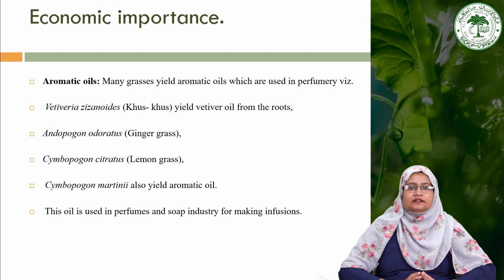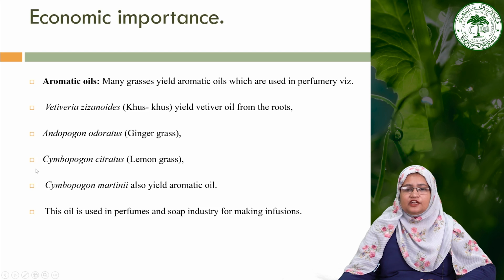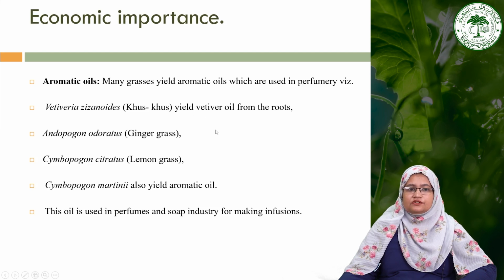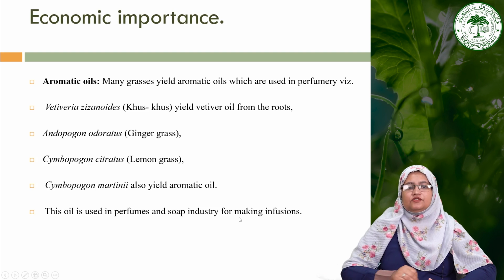Besides this, this particular family also yields many aromatic oils. Many grasses yield aromatic oils which are used in perfumery, like Vetiveria, which is also called khaskhas, yielding vetiver oil from the roots. Then Andropogon odorata, that is called ginger grass. Then Cymbopogon citratus, also called lemongrass. Then Cymbopogon martinii also yields an aromatic oil. So you can see these oils are used in perfumes and the soap industry for making infusions.